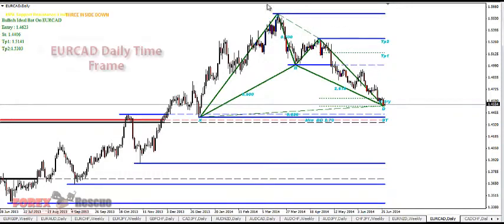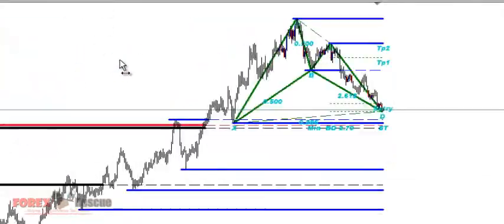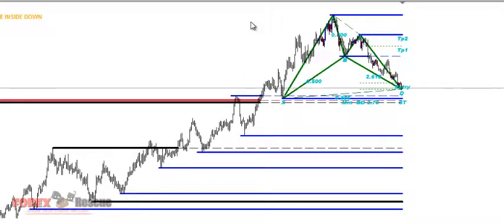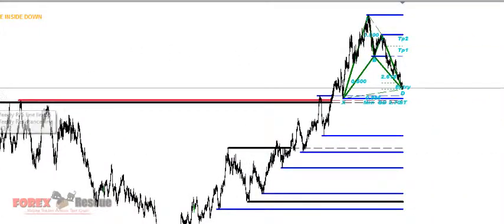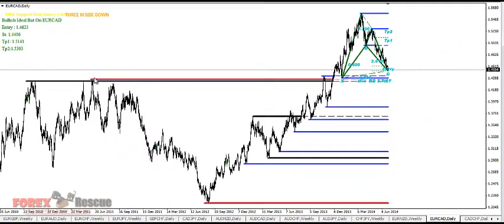This is the euro card. If you take note, on this euro card, there's a formation of what we call an ideal bat pattern. Now, before we take this ideal bat pattern, let us look at other factors surrounding it. Now, if you take note of this setup here, you can see there's a strong area of resistance, turn support on the weekly and on the monthly time frame. Now, let us go to the monthly time frame to see that.